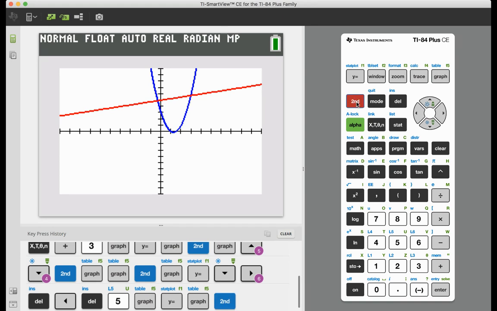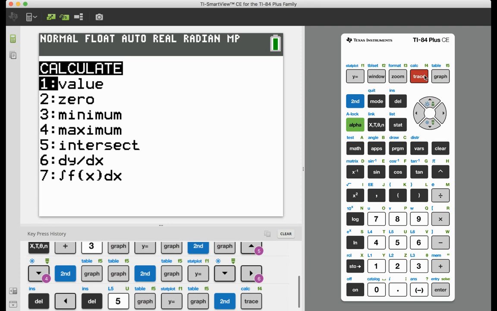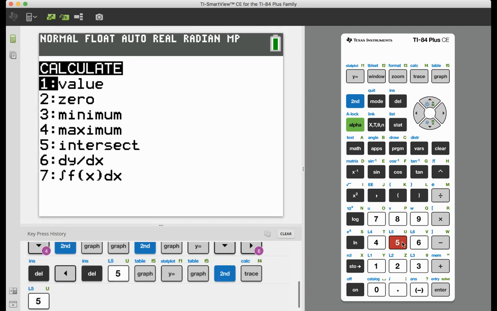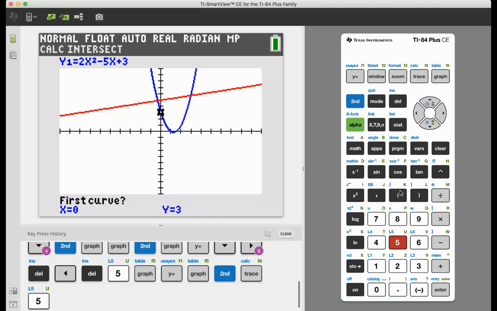So what I'm going to do is hit second, trace, and I'm going to select option 5 for intersect. Now we get this little flashing cursor. And in the past, when we used this with linear functions, if they intersected once, it didn't even matter if you moved it at all, because it was only looking at one intersection. This is where it's really important because there are two. It basically wants to know which intersection you are talking about. So it's not as annoying as the root finder one, the zero calculator, but whatever you're closer to is basically the intersection that it's going to give you.